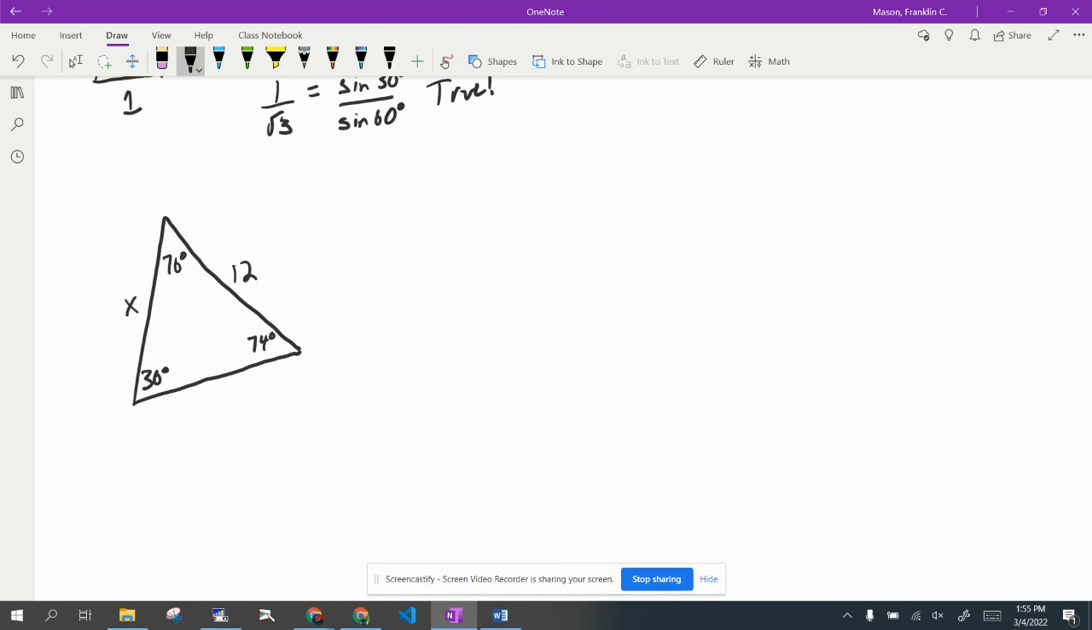Now, here's what the law of sines can do for you. The law of sines says that sides are proportional to the sines of their opposite angles. So I can say that x over 12 must equal the sine of 74 over the sine of 30. The 74 is opposite the x, the 30 is opposite the 12, and this is what the law of sines says. Then you can solve this out. It's not difficult to do. Cross multiply, get the table, use your calculator, whatever.